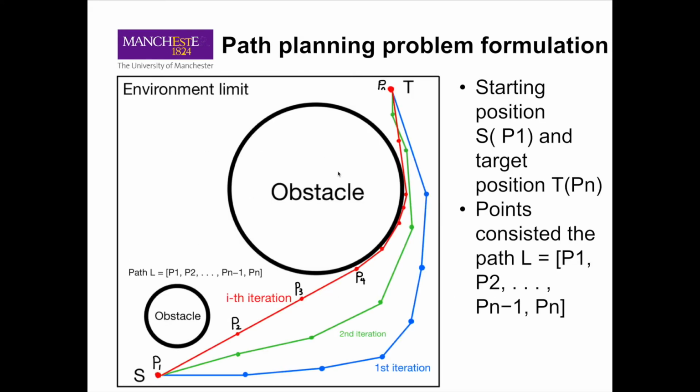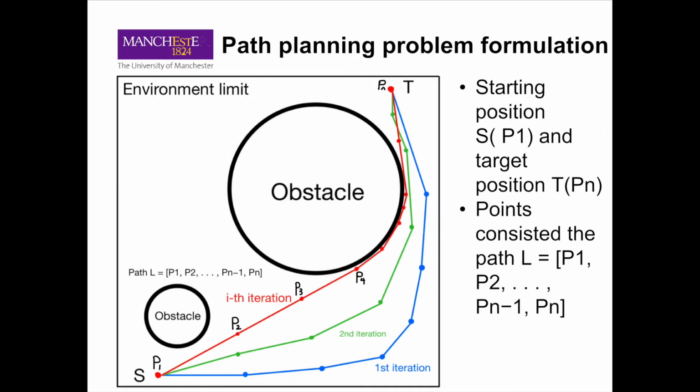Let's start with path planning problem formulation. Path planning is to find the valid optimal path from a starting position to the desired position that avoids all possible obstacles in the motion space. The optimal path consists of a sequence of points consecutively and sequentially connected by straight segments.